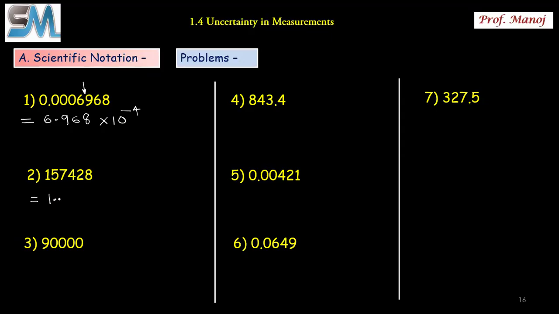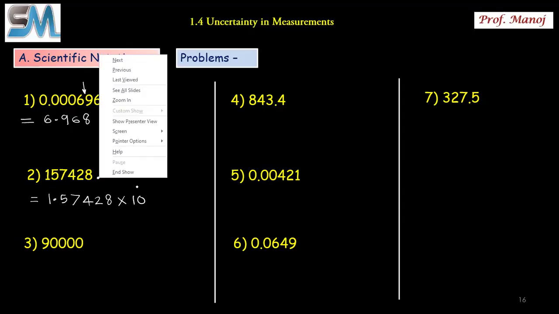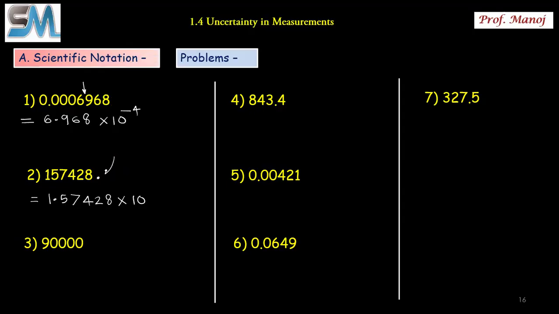Second, 1.57428. You know, the question is, where is the decimal point in this number? It is over here. If you can't see the decimal point, understand it's at the end. So you have shifted it to place number 1, 2, 3, 4 and 5 to the left hand side. So it is 10 raised to 5.